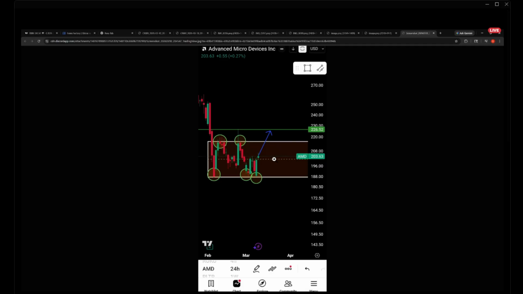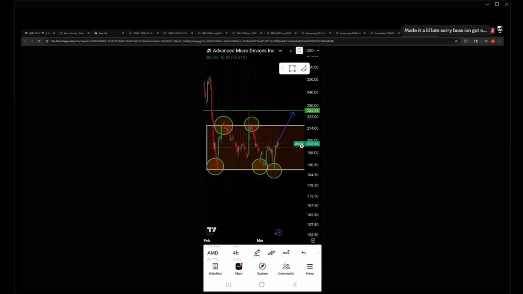AMD. Yeah, you could call it a box now, especially if it gets up to the top there and breaks. Definitely a box on that one. So good job on that. 4 hour looks good as well. Cool.